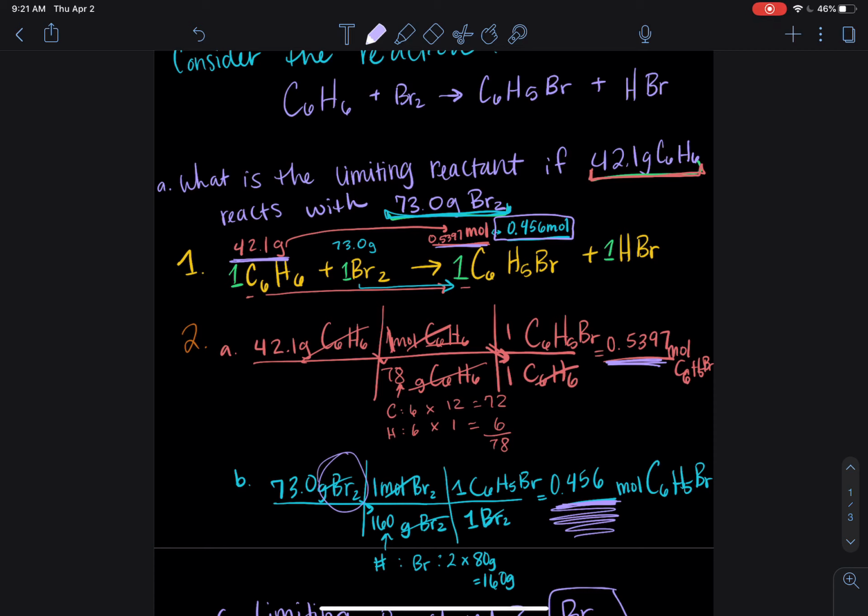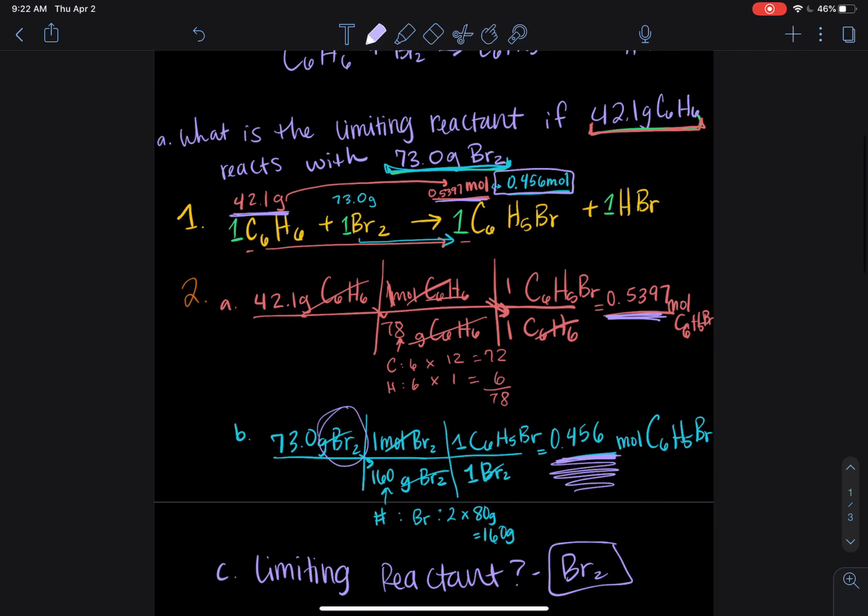So if you choose to solve for C6H5Br and you choose to solve for moles, then you have to do that for both the 42.1 grams of benzene and the 73 grams of bromine. Say you chose the HBr and you chose grams. Well, you would have had to take the 42.1 grams of benzene and solve for grams of HBr. And then you also would have had to take the 73 grams of bromine and solve for grams of HBr. Okay, so you just have to pick a product and stay consistent with what you're looking for. This is only when it doesn't ask you for a specific product. This one didn't ask me anything about the product. It just said which one is the limiting reactant.